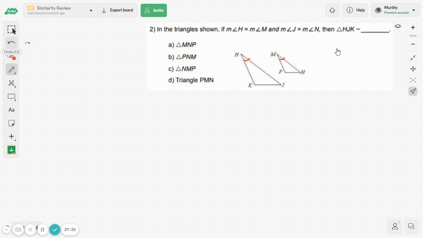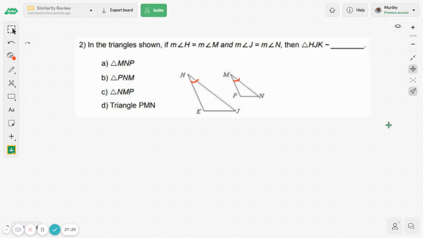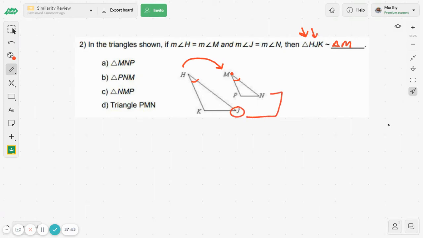But while writing, you have to be very careful with the order. Like I see that I'm starting with the letter H here. Okay. So the corresponding vertex is M, so I have to start with M. And my second letter here is J. What is the corresponding vertex? That is N, right? And the third letter is K.